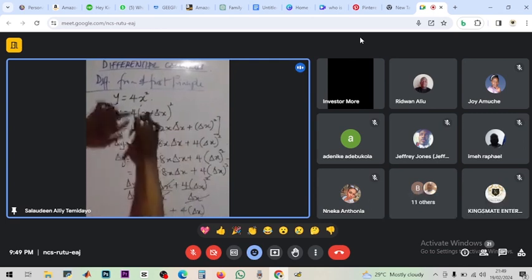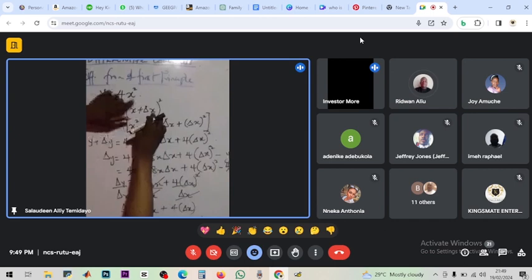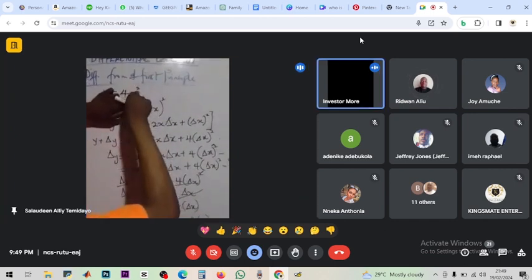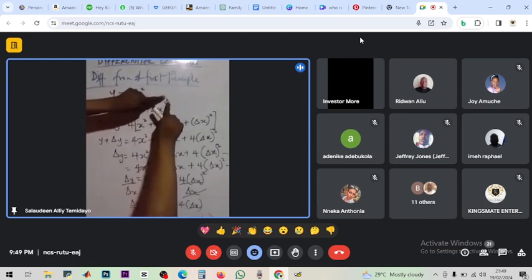I don't want to confuse people. And then 4 is here, right? Multiplied by x plus the dx, which is representing this x. Don't forget the square that is on it. Do not forget the square.